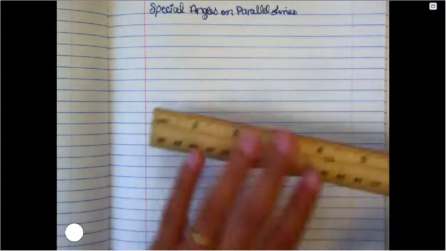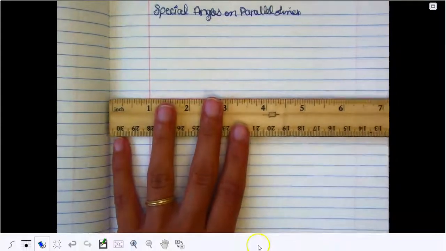Alright, so this is going to be a quick little video on special angles on parallel lines. So what we're going to do is a little investigation really quick so that you can see what the properties are that you were supposed to learn in class and how we use that in geometry. So first we're going to need two parallel lines.